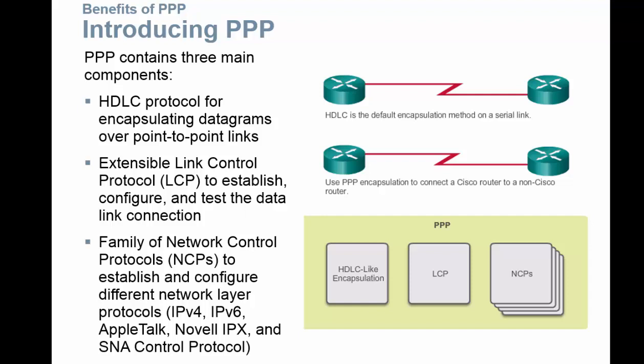PPP contains three main components. You have the HDLC protocol for encapsulating datagrams over your point-to-point links. Its extensible link control protocol, or LCP, to establish, configure, and test the data link connections, and the family of network control protocols to establish and configure different network layer protocols like IPv4, IPv6, AppleTalk, Novell IPX, and SNA control protocol.